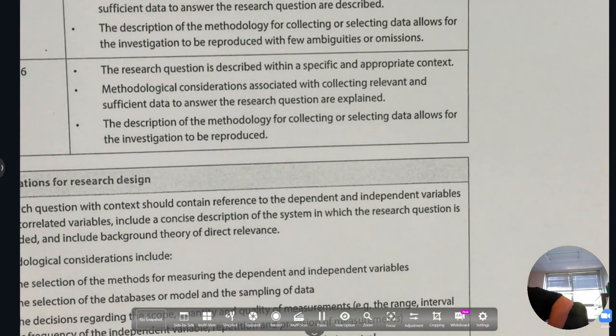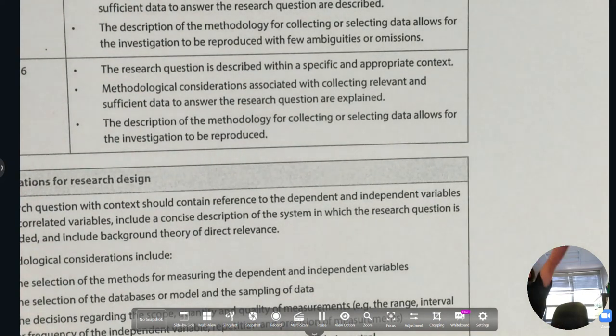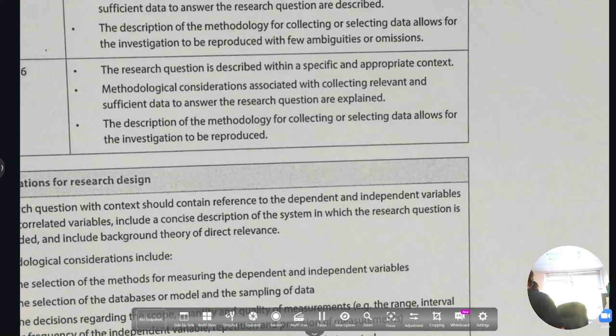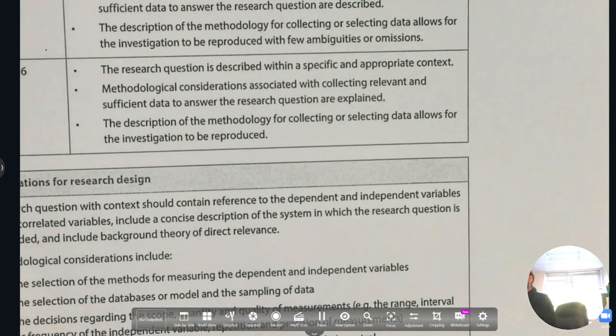In actual science, your IA would get sent to peer reviewers all over the world. They would repeat your experiment. They'd have to get the same results. We're not at this level yet, but at least in terms of that mark in the rubric, that's what it means. Could someone else follow your procedure and do exactly what you did to the letter?